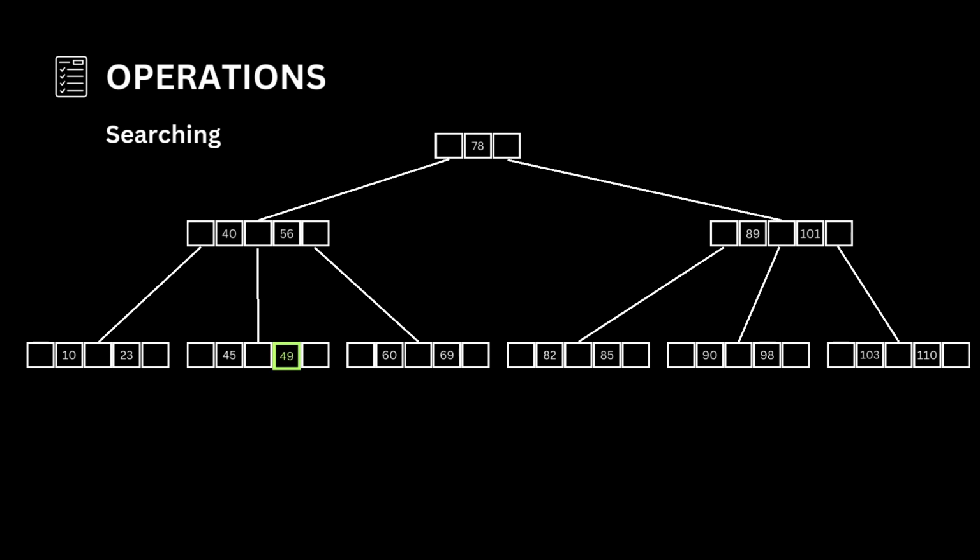Searching in a B tree depends on the height of the tree. The search algorithm takes O(log n) time to search any element in a B tree. Next operation, insertion. Insertions are done at the leaf node level. An algorithm needs to be followed in order to insert an item into a B tree.